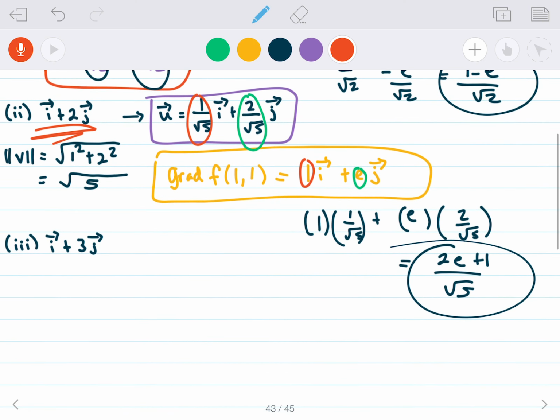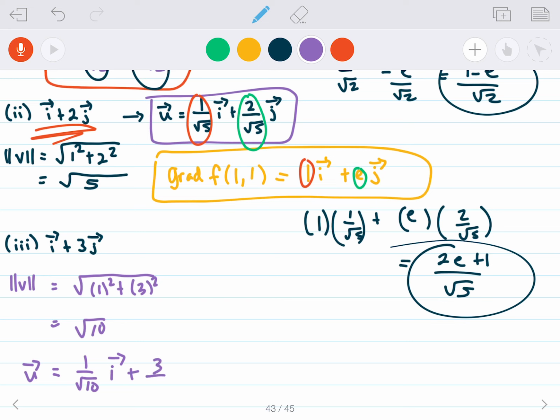Let's go ahead and do one more. Let's go ahead and first find our unit vector. So we need to take the magnitude of the direction vector that was given. So that's going to be, actually let's relabel this. So we have 1 squared plus 3 squared, and we're taking the square root. So that's going to be root 10. So for my unit vector, I'm just dividing my components of the direction vector by root 10. So this is going to be 1 over root 10 i plus 3 over root 10 j.